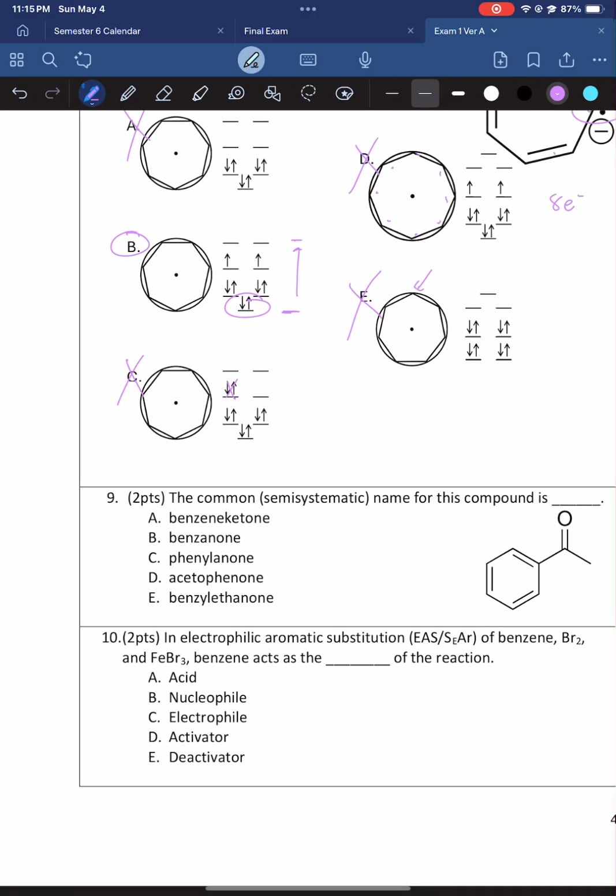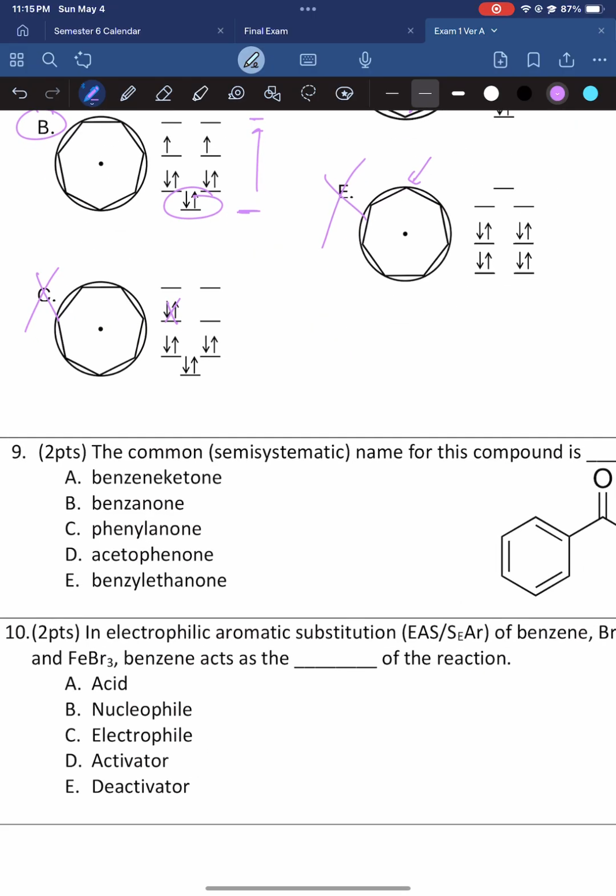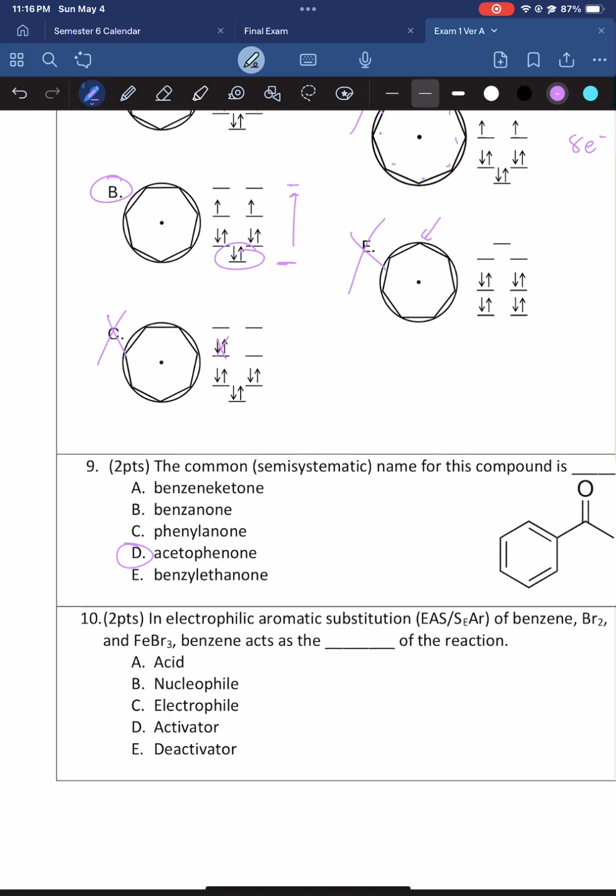So let's look at question 9. The common semi-systematic name for this compound is... So this is another one of those like, do you know it or you don't? In this case, the answer is acetophenone. For question 10.